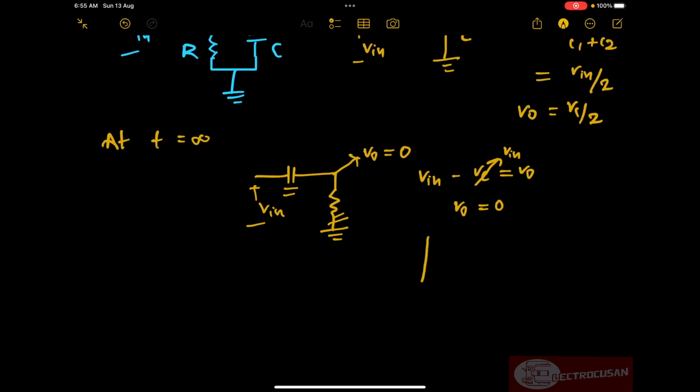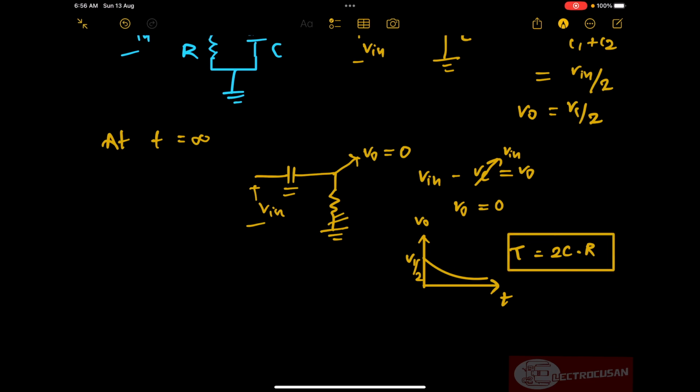Okay, now we will plot the output waveform. This is the time axis, this is V out, and at t equal to 0, this is V in by 2, and as time goes on, this becomes 0. So this is V in by 2. Okay, and the time constant remains the same. This is the parallel combination of capacitance with multiplication of resistance. Okay, this is the time constant.